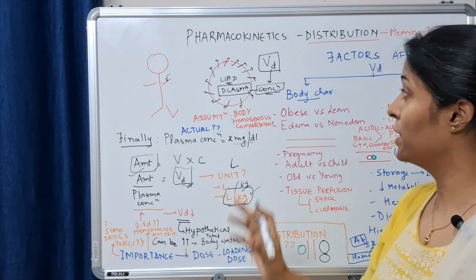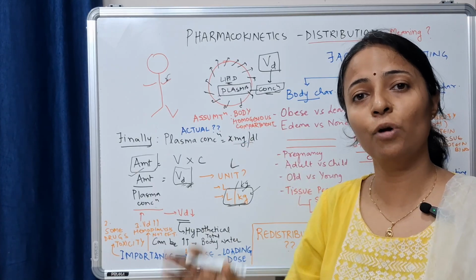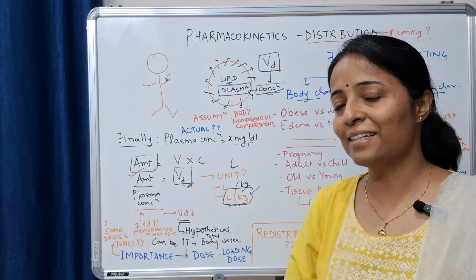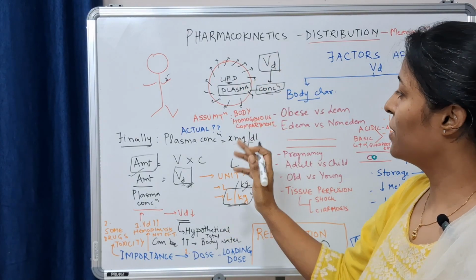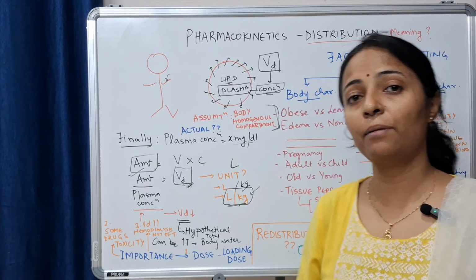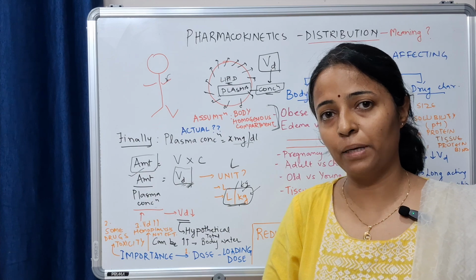But remember that though here we have explained it so easily that the drug will go everywhere and ultimately it will equilibrate, that doesn't happen. This concept assumes that the body is a homogeneous compartment. That means everywhere it is behaving the same. But actually it is not happening.